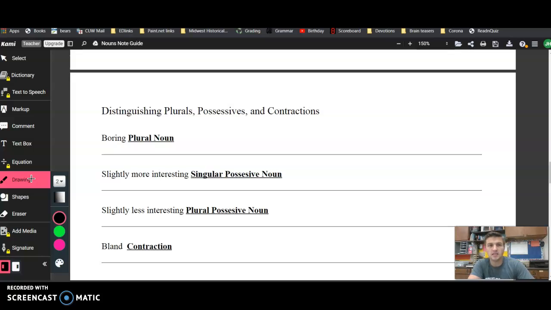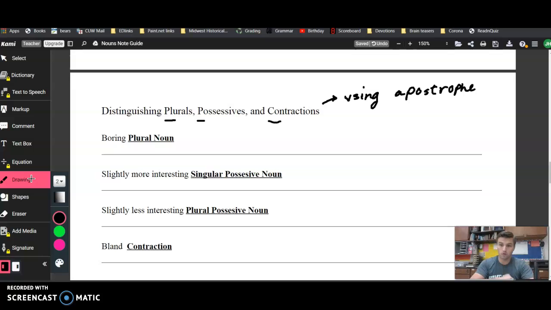So we're going to be distinguishing this time between plurals, possessives, and contractions. Now, the reason that we're trying to distinguish between these is because all of these have different rules and policies for using apostrophes. That's really what we're looking at here, because grammatically, we want to make sure that we're putting apostrophes, if we need them, in the correct spots. In order to do that, we need to be able to distinguish between these four things.